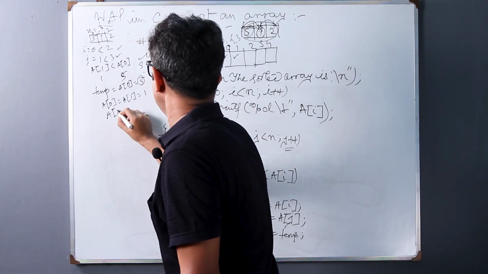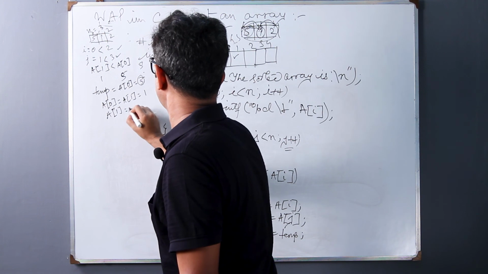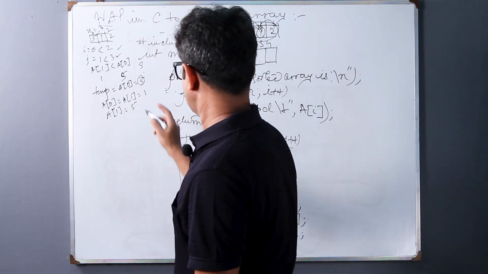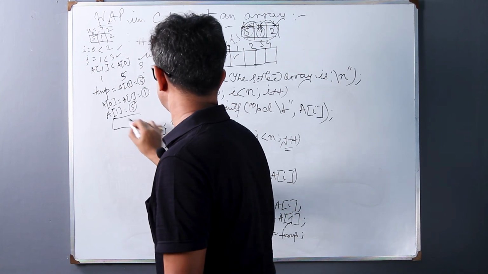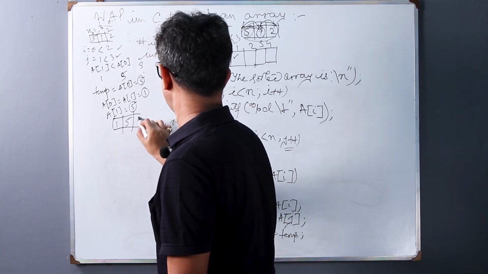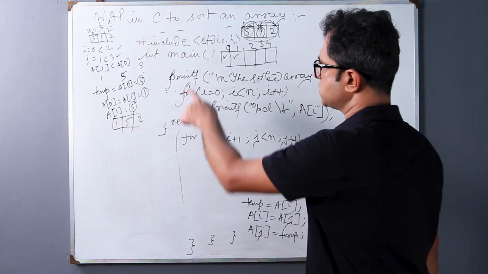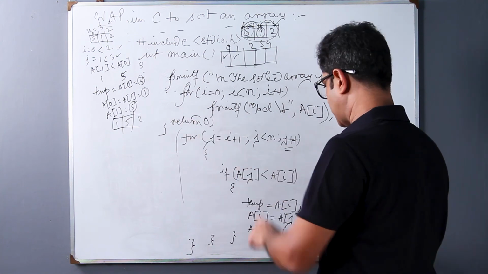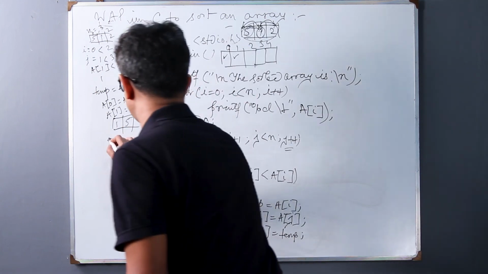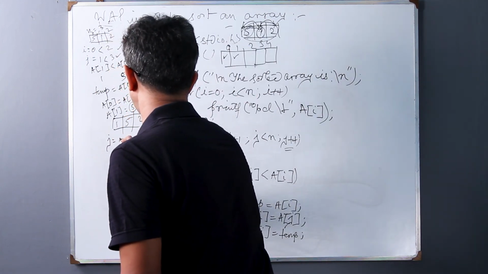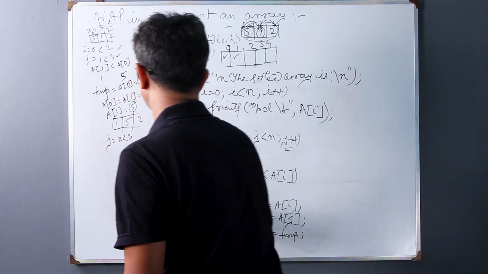Now aj means a1 is equal to temp means 5. So in this way a0 becomes 1 and a1 becomes 5. The array looks like this: 1, 5, 2. So this is the updated position of the array after the first iteration of the inner loop. Now we are going to change the value of j. We are going to increment the value of j by unity, that is j becomes 2, less than 3, perfect.